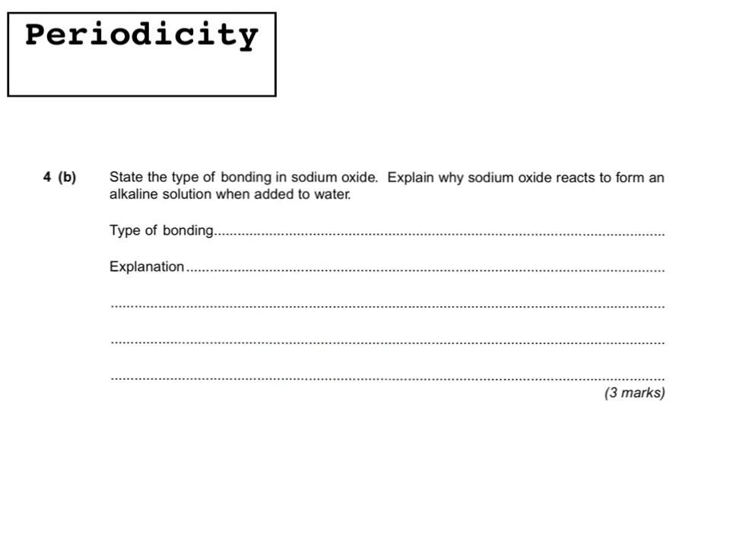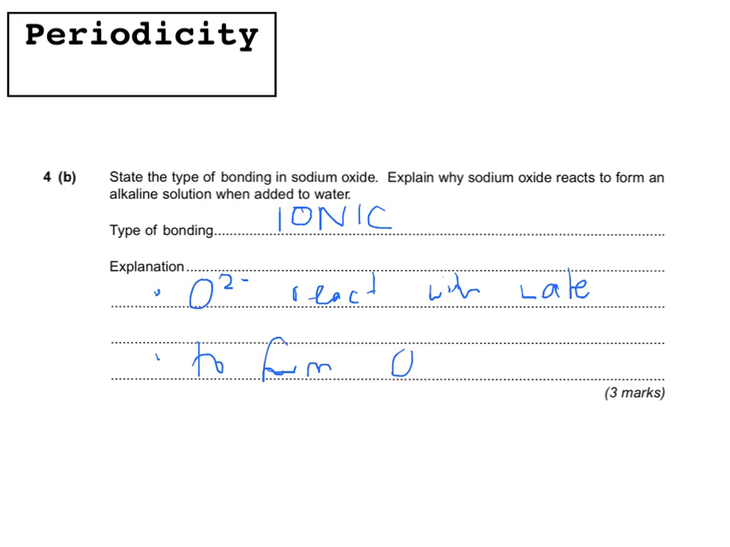Next one. State the type of bonding in sodium oxide. Explain why sodium oxide reacts to form an alkaline solution when added to water. So the bonding, again, is ionic. And the explanation is that the O2 minus ions, so we talked about this earlier, react with water. That's your first mark. And it's to form OH minus, that's your second mark. So again, don't go too complicated here. Keep it simple. And if you keep it simple, that means you're not spending as much time writing, which means you have more time to read the questions and think about them.